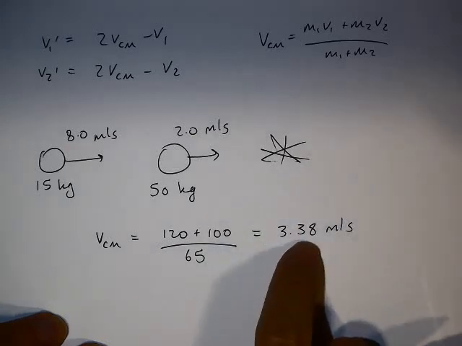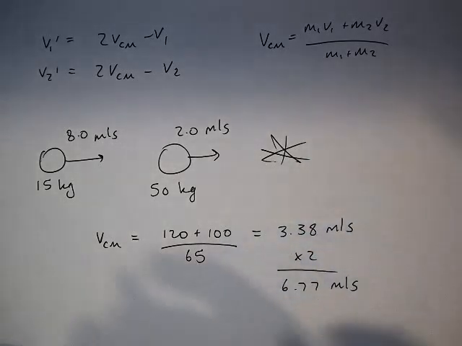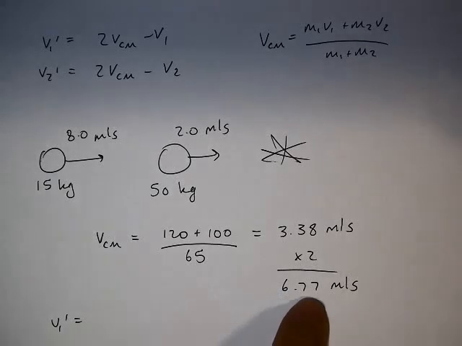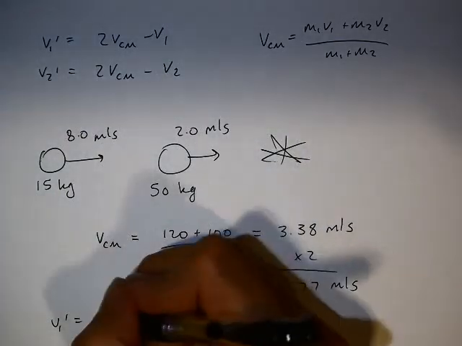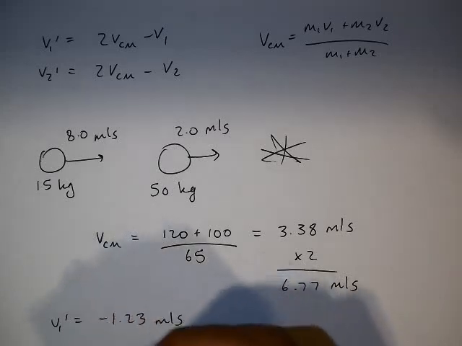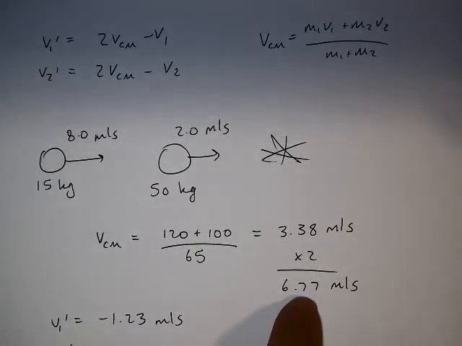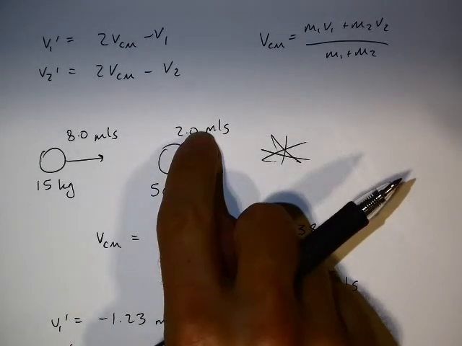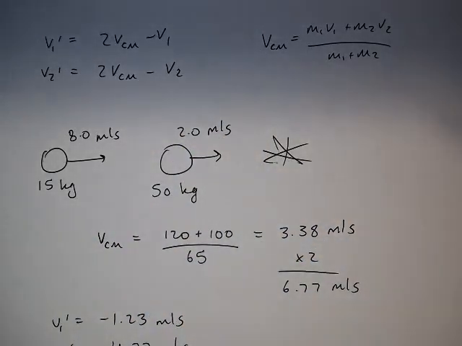Now we double this and subtract V1 to get the final velocity of object 1. That's pretty easy, right? Double it, and you get 6.77 meters per second. So V1 prime is 6.77 minus 8. So that's a negative 1.23. And V2 prime equals 6.77 minus 2. So that's 4.77 meters per second. So we're done.